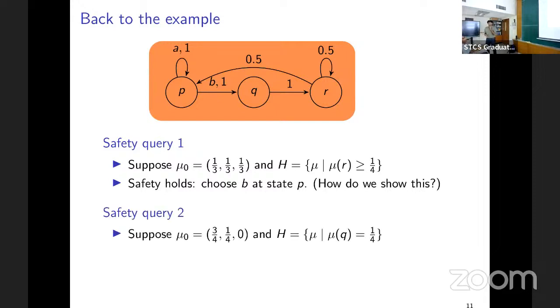Let's look at another problem. The same MDP, but now my initial distribution is 3/4, 1/4, and 0. Q comes in. It's 3/4, 1/4, 0. And I want the probability mass in Q to always be equal to 1/4. You can always write it as greater than or equal to 1/4 and less than or equal to 1/4. It's always equal to 1/4. Then what should be the strategy?